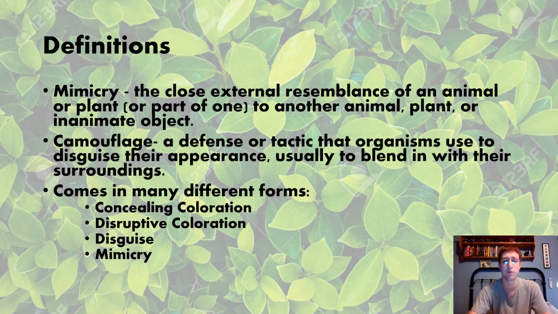There's multiple different forms of it: concealing coloration, disruptive coloration, disguise, and mimicry, which is sort of a larger group within camouflage and can break down into multiple sections, which will be covered later. Mimicry is just resembling other plants or animals or inanimate objects to conceal yourself in the environment.